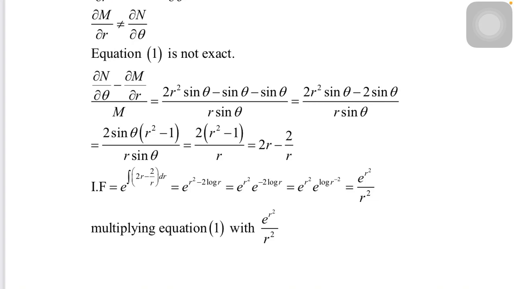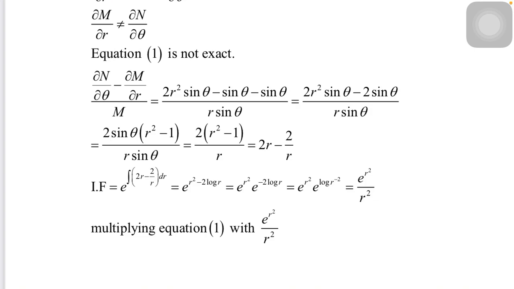Now find the integrating factor. e power integral of (dou N by dou theta minus dou M by dou r) by M, which is equal to e power integral of (2r minus 2 by r) dr. Integral of 2r dr is 2 into r square by 2, so 2 got cancelled. Minus 2 by r integration is minus 2 log r. And this can be written as e power r square into e power minus 2 log r.